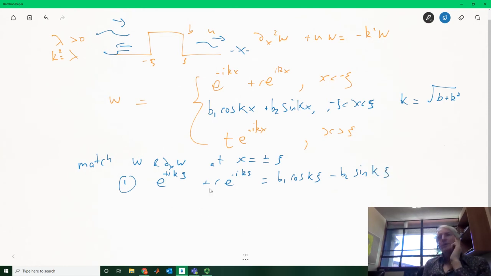Okay, so remember these equations are non-homogeneous, and the matrix is always invertible. We can always find a solution to it. And we get the solution is these constants R, T, B1 and B2.